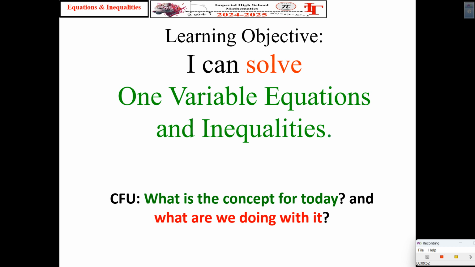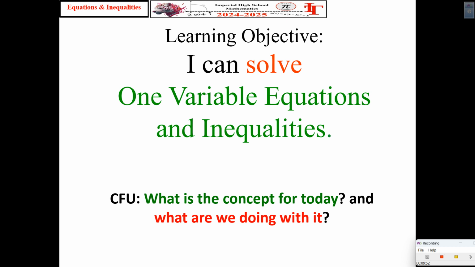But like I said, I'm trying to go slowly but surely, little by little, just adding rigor as we go along. Here we go. Our objective for today: I can solve one variable equations and inequalities. Remind your neighbors, what is our main concept for today? Main concept for today is what? Yes, one variable equations and inequalities.